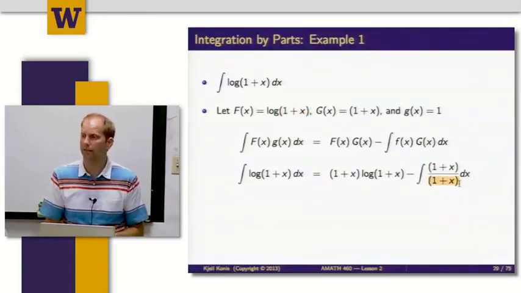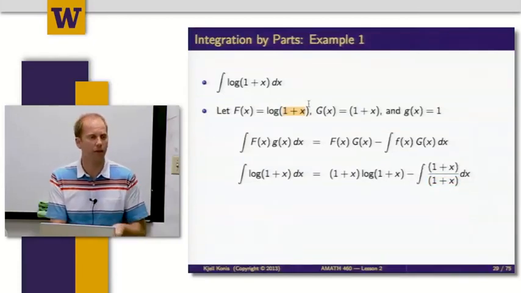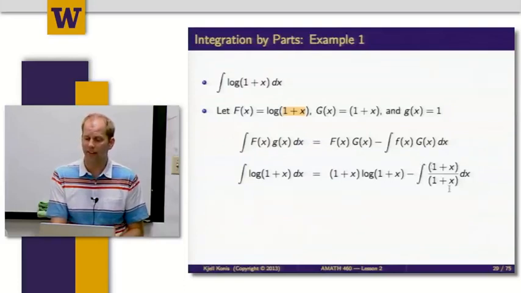And technically, I skipped a step here because I also have to use the chain rule. But the derivative of 1 plus x, we already said, was equal to 1. So it's 1 over 1 plus x times 1. And now if I look at the term on the right here, I have 1 plus x divided by 1 plus x. So that's just going to cancel each other out.